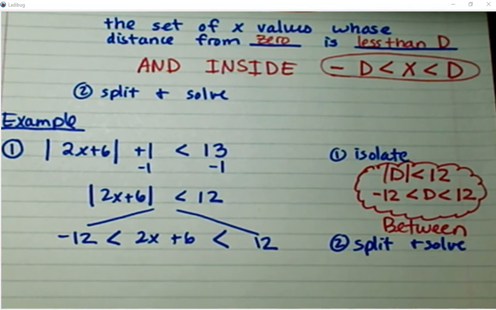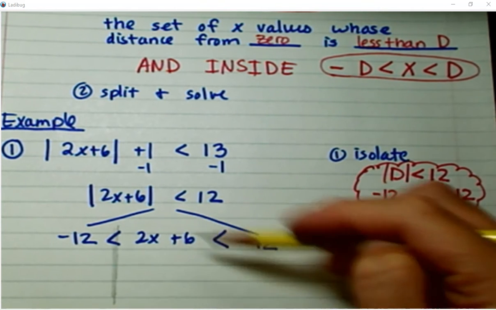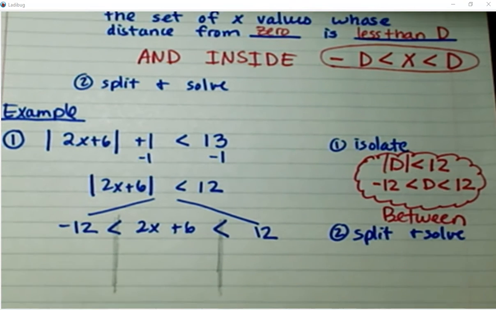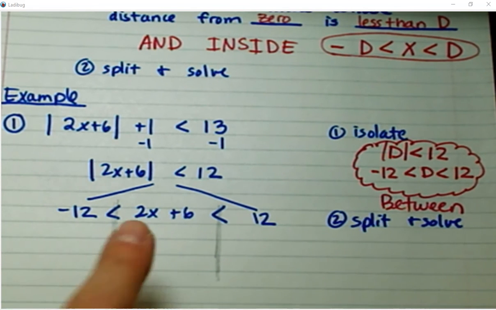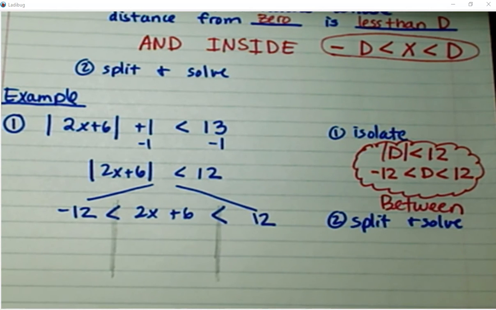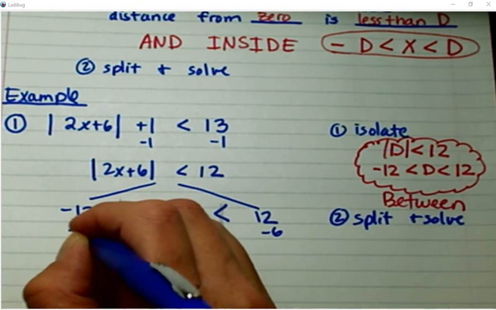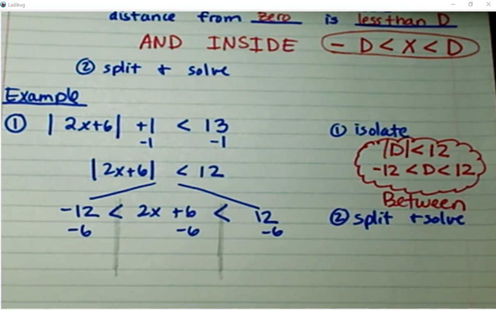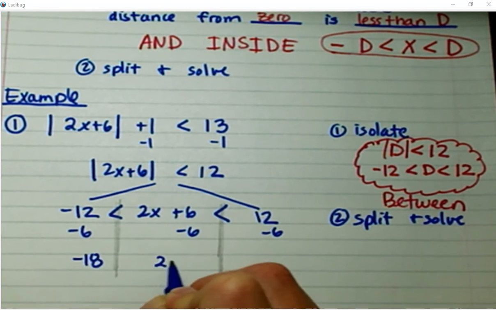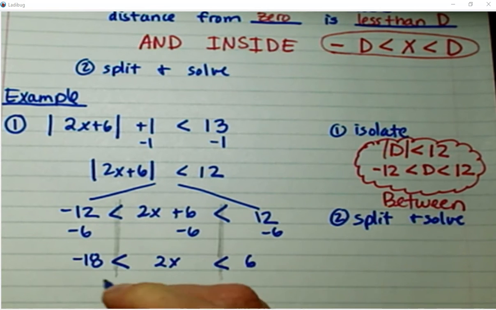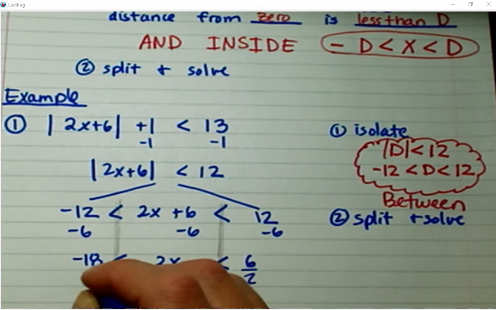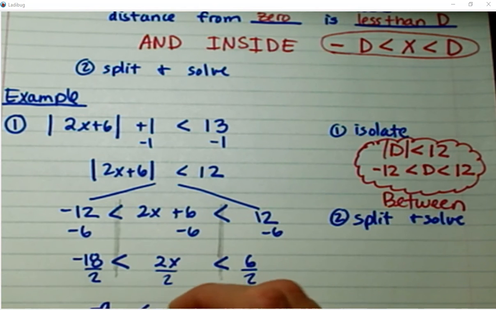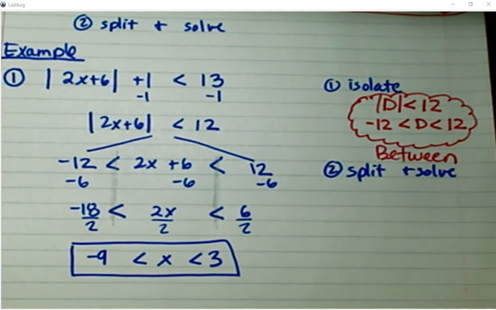Okay. Has anyone seen this 3-part thing before? Yeah, a few people. So it's not that crazy. It's kind of like your equation, but you just have two little balance bars. And whatever you do to one section, you do to all of the sections. So I'm going to minus 6 from all 3 sections. And then I'll divide by 2. There's my lovely inequality answer. That is between -9 and 3.